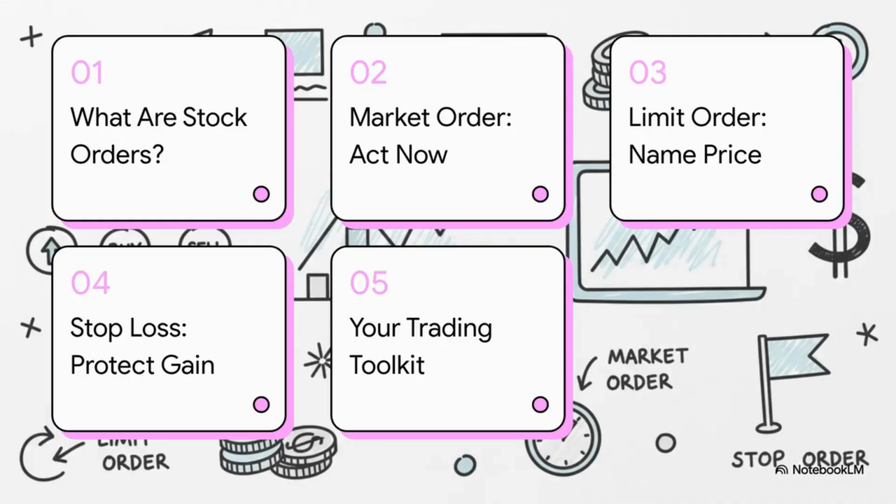All right, here's our game plan. We'll start with what stock orders are, then dive into the three big ones you'll use all the time: market, limit, and stop loss. And finally, we'll put it all together into your personal trading toolkit.